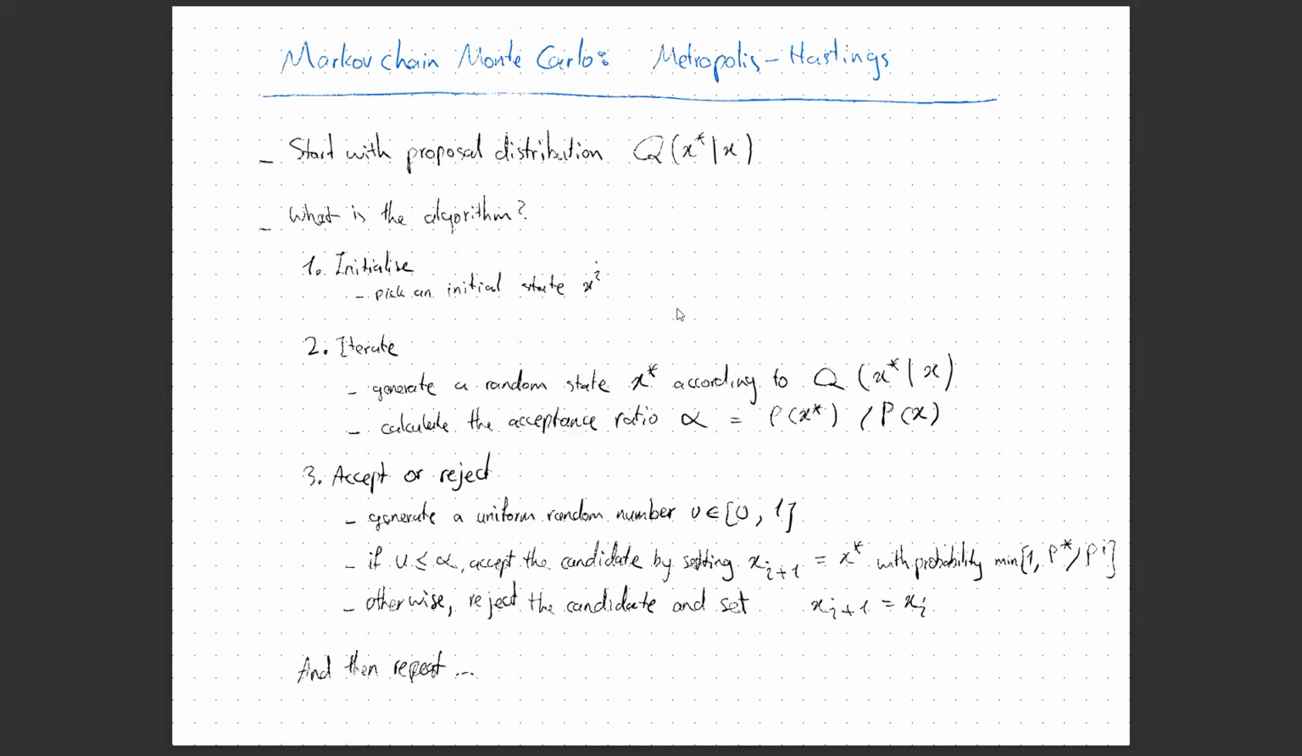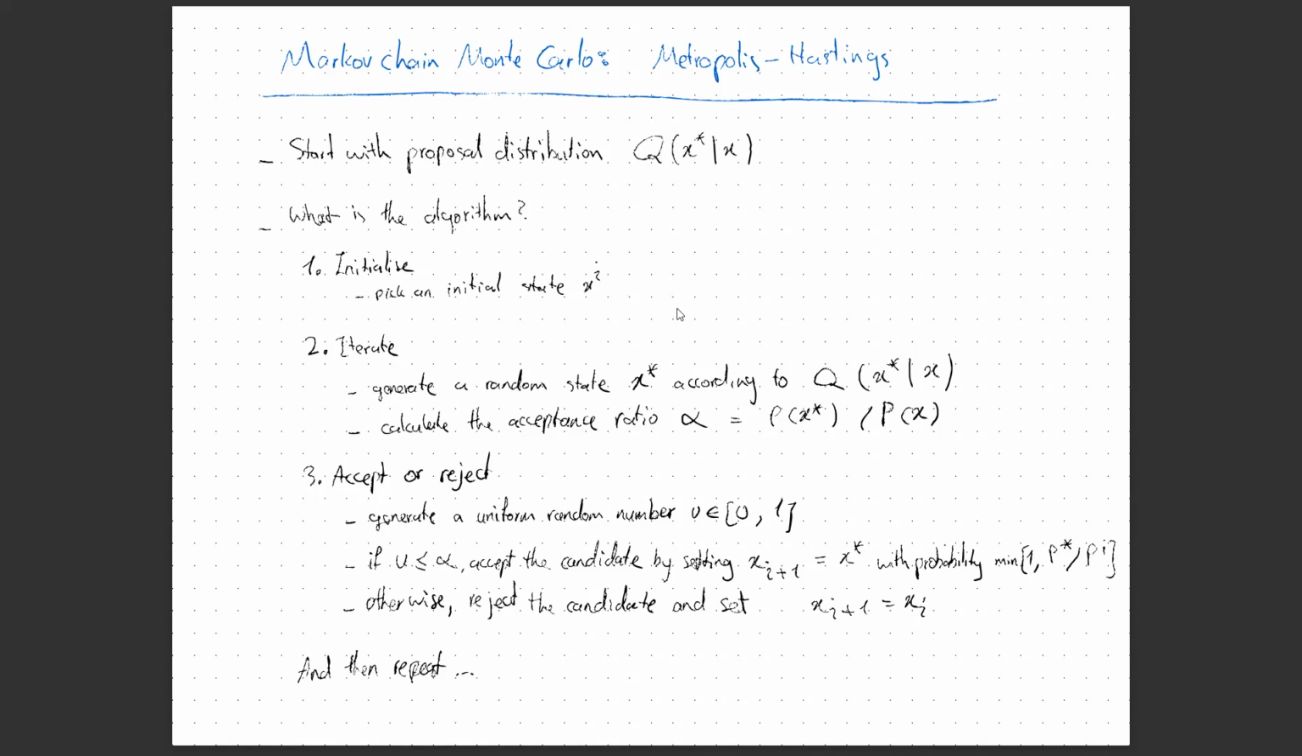To do so, we have the Markov chain Monte Carlo method, and one of the algorithms that can be used is Metropolis-Hastings. We're going to start with the proposal distribution, and we have an initial state. What is next? We need to generate a random state according to that proposal distribution. And now we are calculating the acceptance ratio.